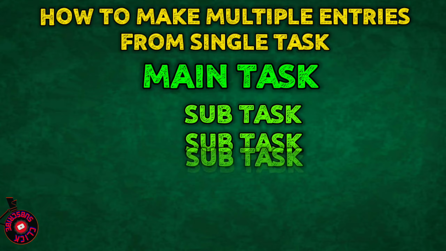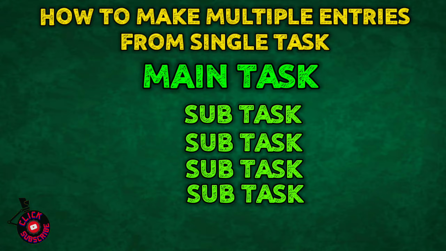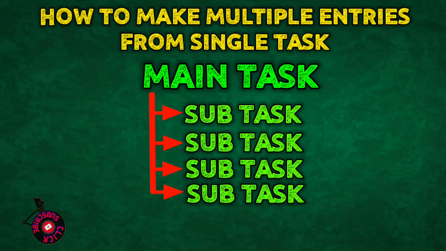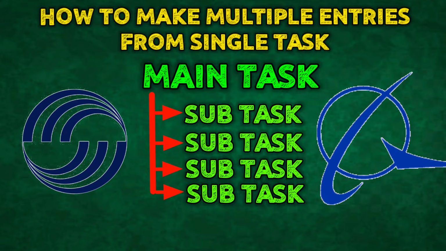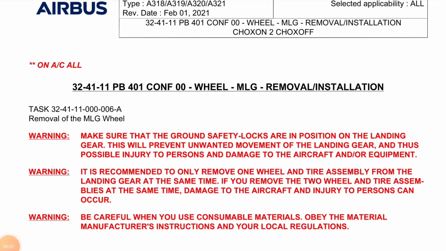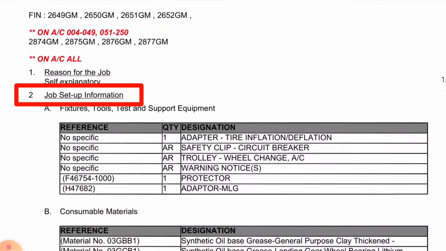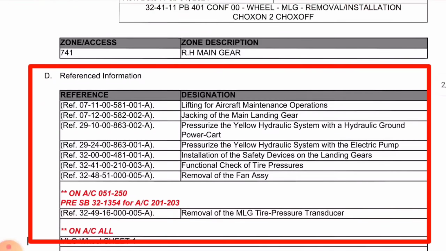Every main task is made of many subtasks. So rather than making an entry for the main task, we should try to write subtasks. In this way, we can avoid repetition of the same task again and again. Let's see examples from Airbus as well as Boeing. Here is the aircraft maintenance manual for Airbus A320 for replacement of main landing gear wheel. At the start of your AMM procedure, in job setup information, part Delta, they have given all the subtasks which will be used in this main task with their reference AMM.